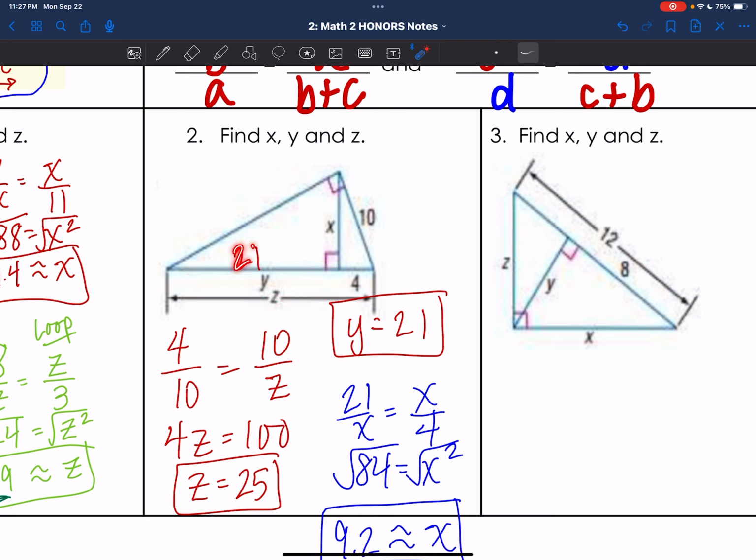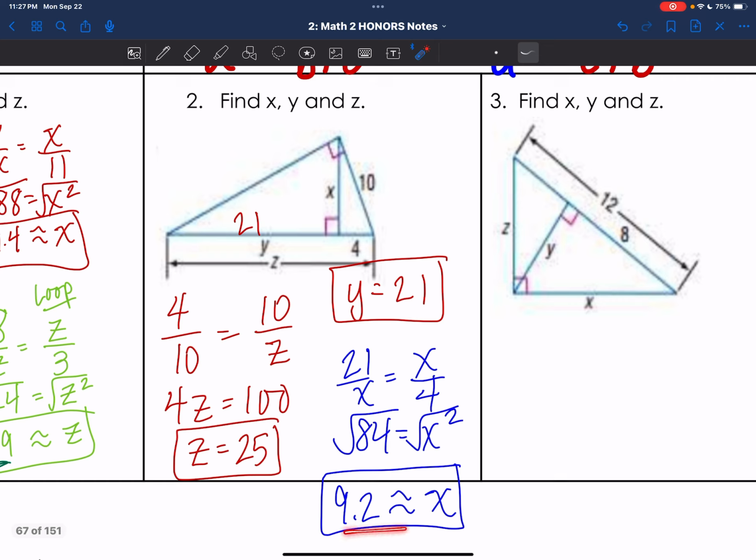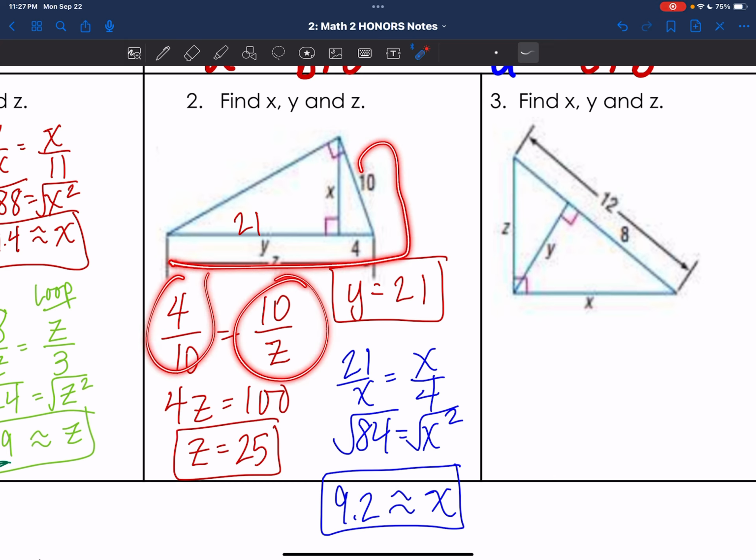Now that we know this is 21, we can do a loop-de-doo. So 21 over x equals x over 4, and that's going to be 9.2. And then we already said y is that. So now we've got all three. So just remember when you're going around the corner, you've got to come back around and do the whole bottom, which is that.